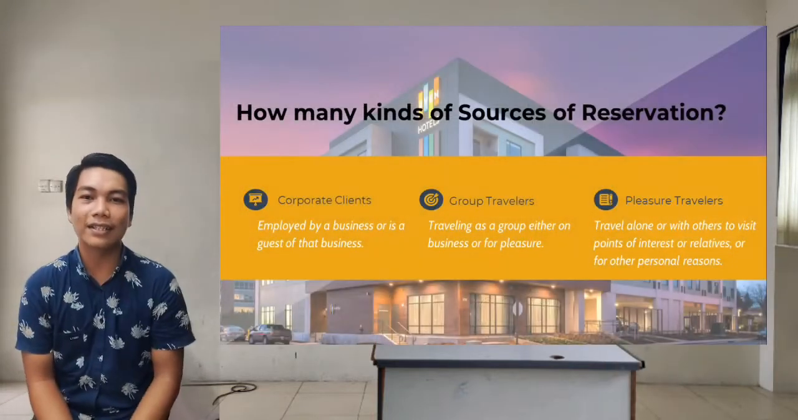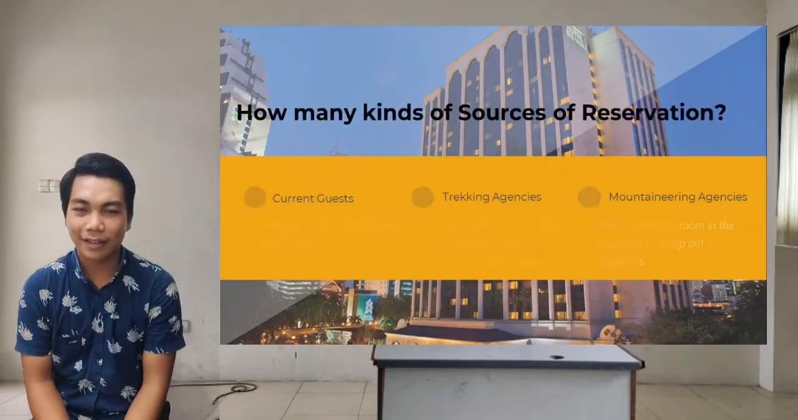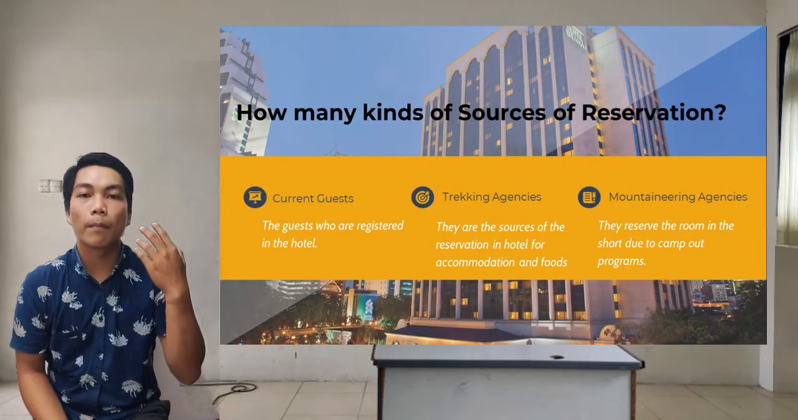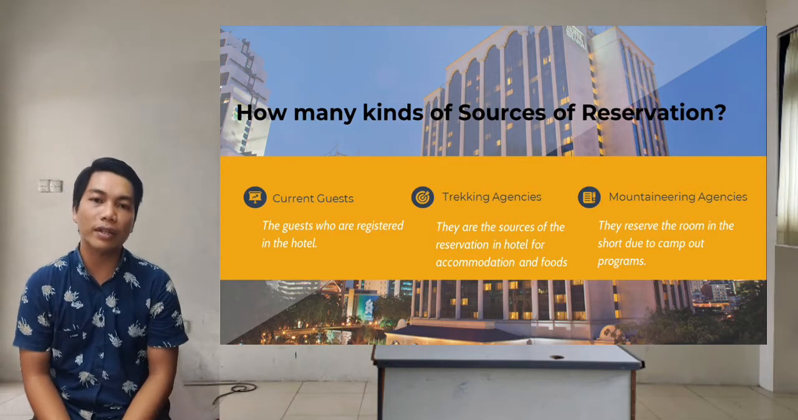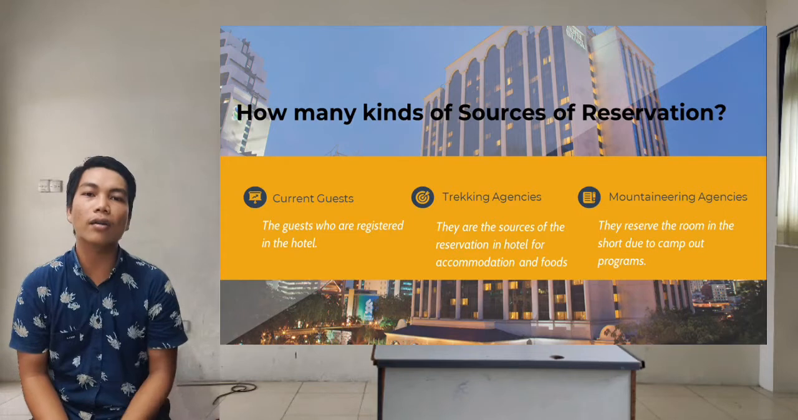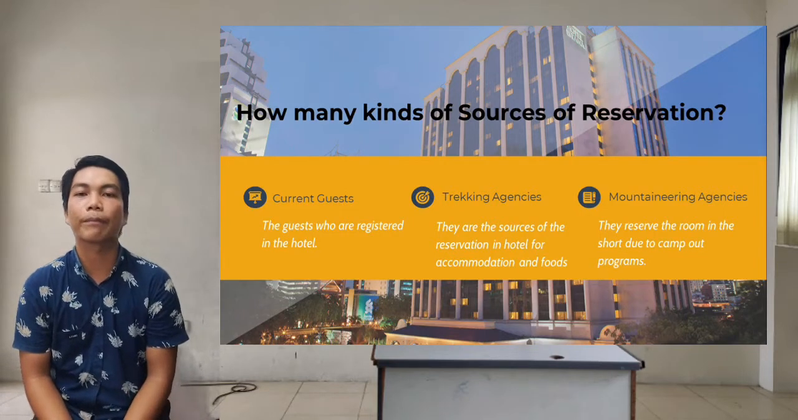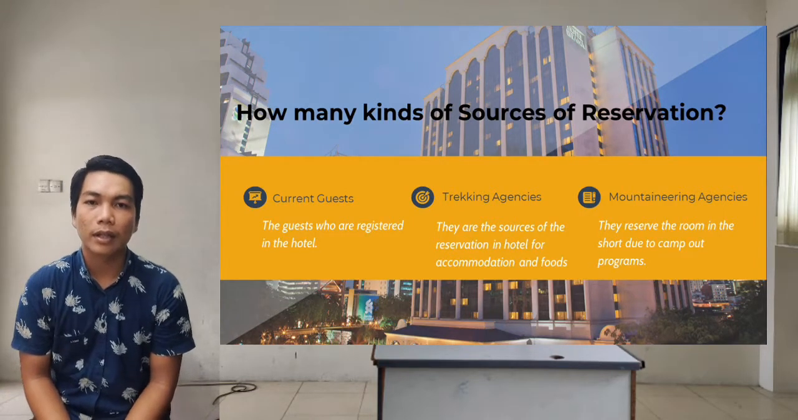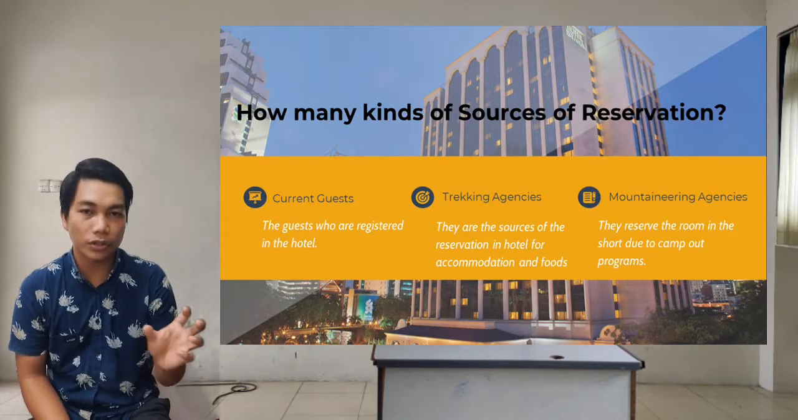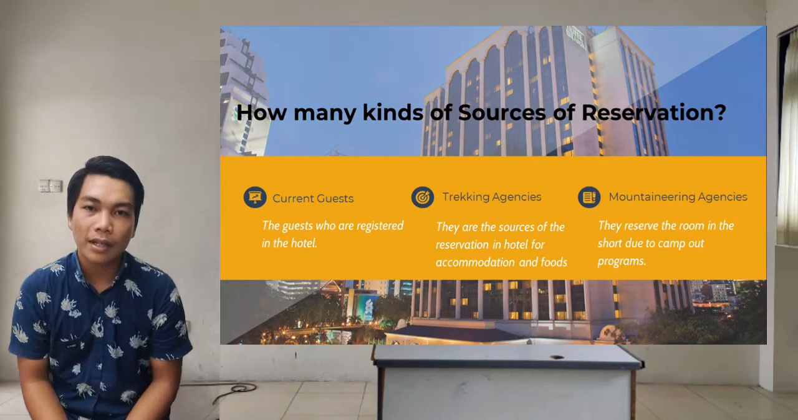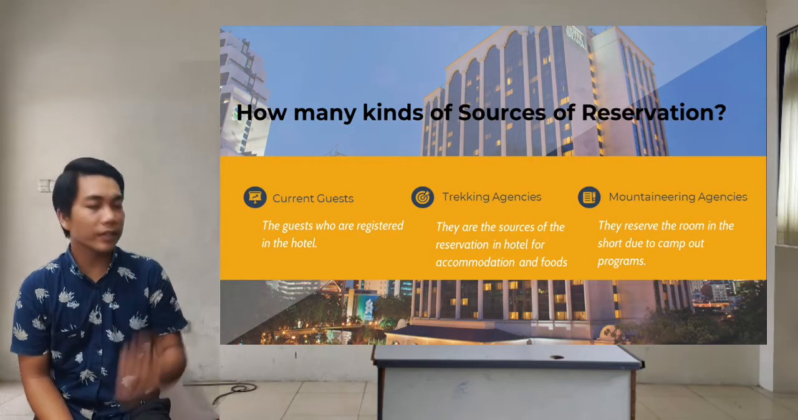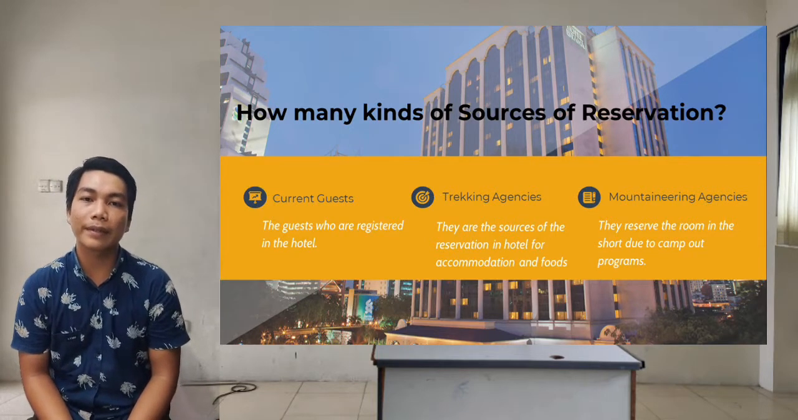The next is current guests. Current guests are one of the often overlooked areas for attracting room reservations. These are guests who are registered in the hotel, like this one. It is very important to mention it briefly in this search of reservations. This potential market is a promising source of repeat business.